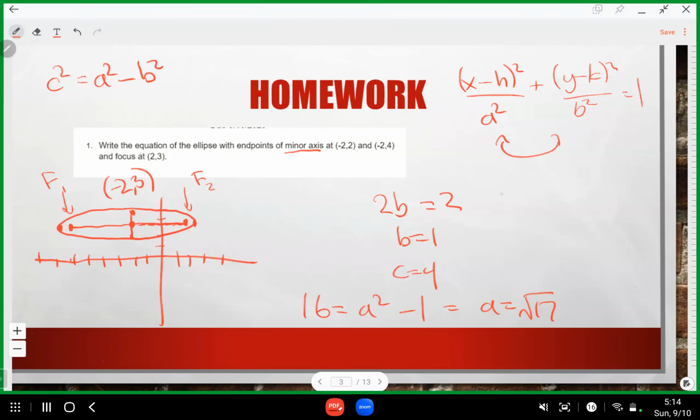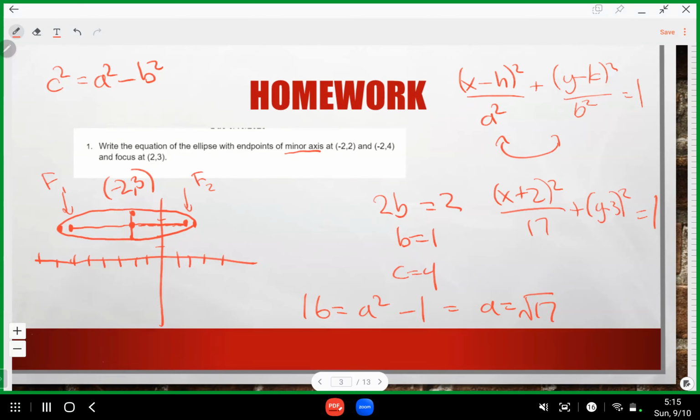(x plus 2) squared over 17 plus (y minus 3) squared over 1 is equal to 1. Very good. So actually, you don't even need this one. Just leave it as it is. So y minus 3. Okay. So that's how you find the equation of the ellipse.